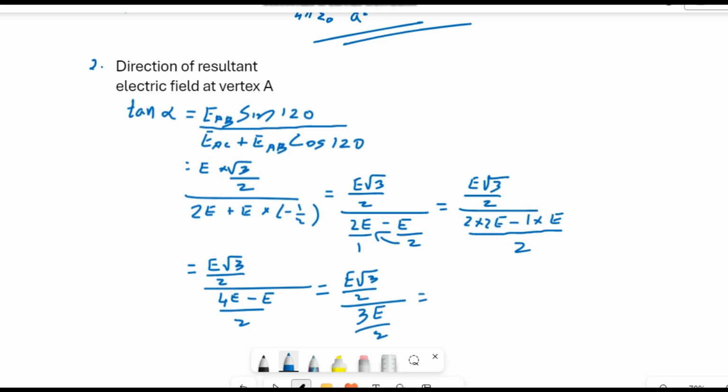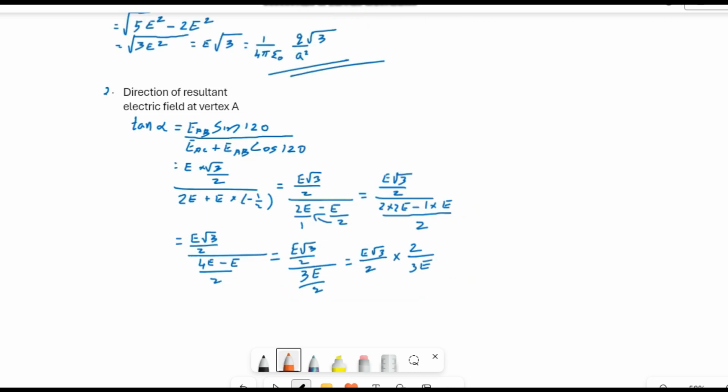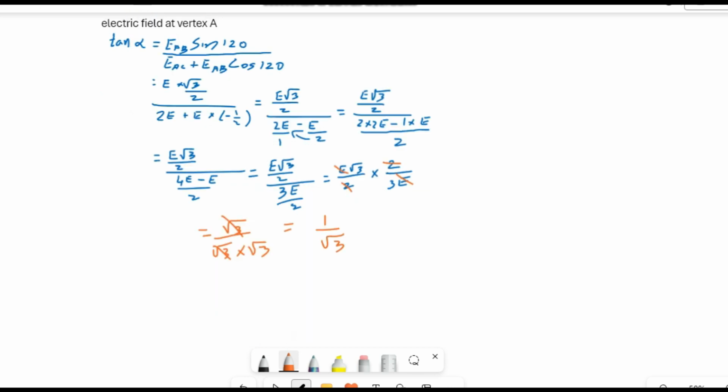Then do the reciprocal multiplication. So during reciprocal multiplication you can see that there is a possibility of cancelling many terms. So you can start cancelling now. 2 and 2 cancel, and E and E cancel. What is left now is root 3 by the denominator 3, we will write root 3 into root 3. So cancelling root 3 and root 3, finally we can write it is equal to 1 by root 3.